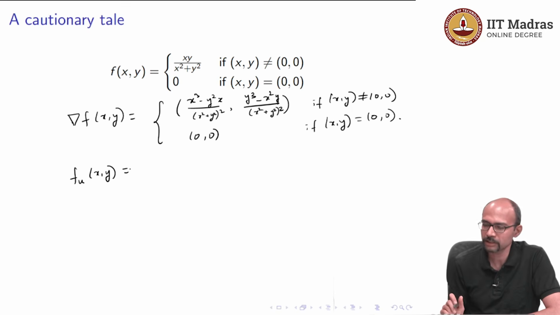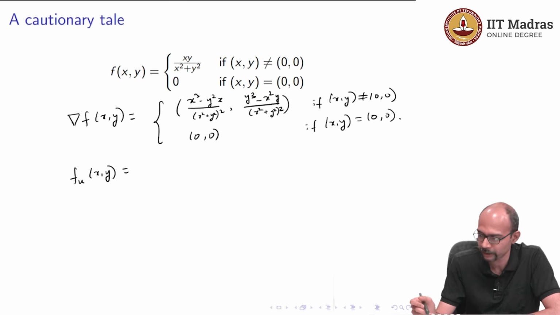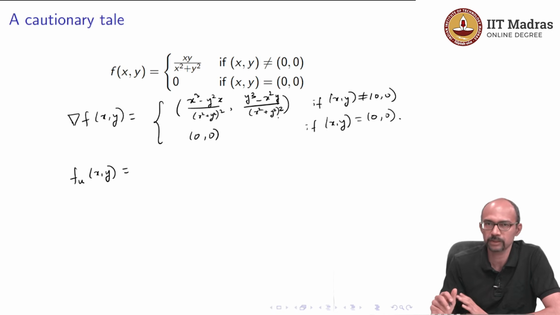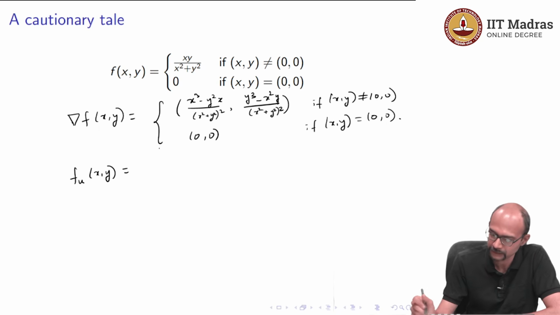So, if your point is not 0, both these functions, (x cube minus y squared x) by (x square plus y squared) squared and (y cube minus x square y) by (x square plus y squared) squared, are continuous. Why is that? Because they are rational functions and the denominator is non-zero. So, once that happens, we are assured that they are continuous, and so we can apply the result that we saw in the theorem that we have seen in this video.